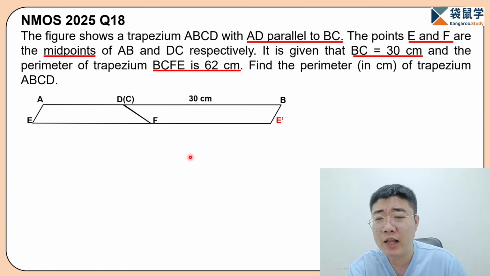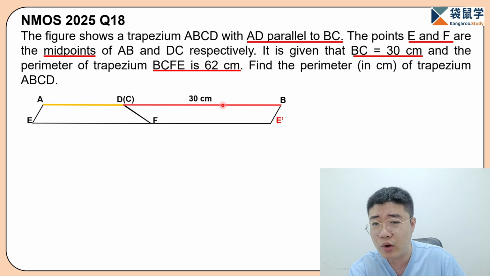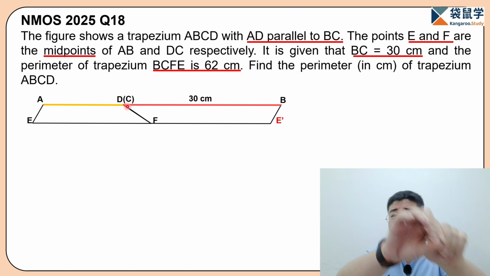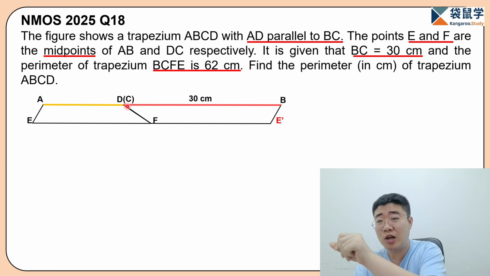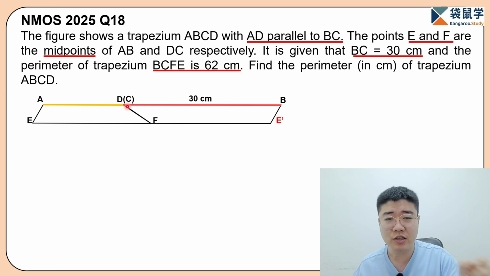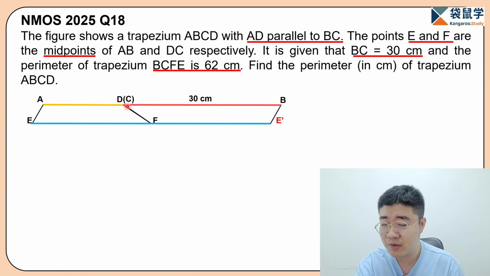Now, for the top line here, what you can notice is that we have the upper base of the trapezium AD, and we also have the lower base of the trapezium BC. Since we know that this shape is now a parallelogram, the top AD will be the same as the bottom EE prime. And what does EE prime consist of, everyone? It's the EF plus E prime F.